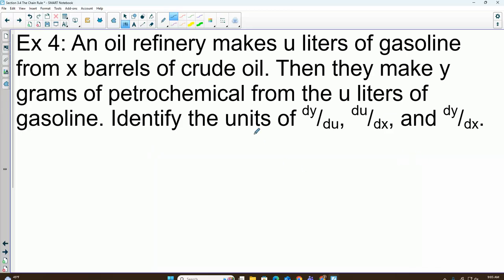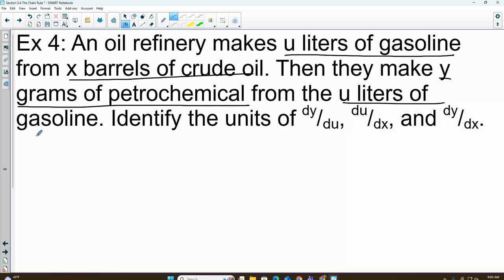So an oil refinery makes U liters of gasoline from X barrels of crude oil. Then they make Y grams of petrochemical from the U liters of gasoline. Identify the units of each of these things: dy du, du dx, and dy dx. So I'm asking for units here.